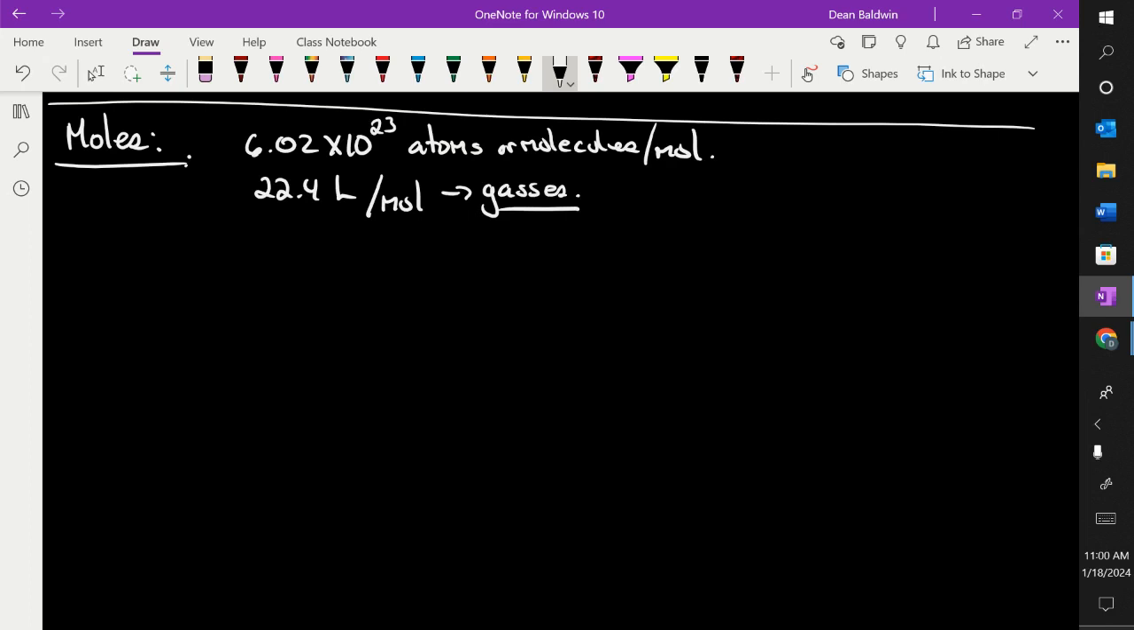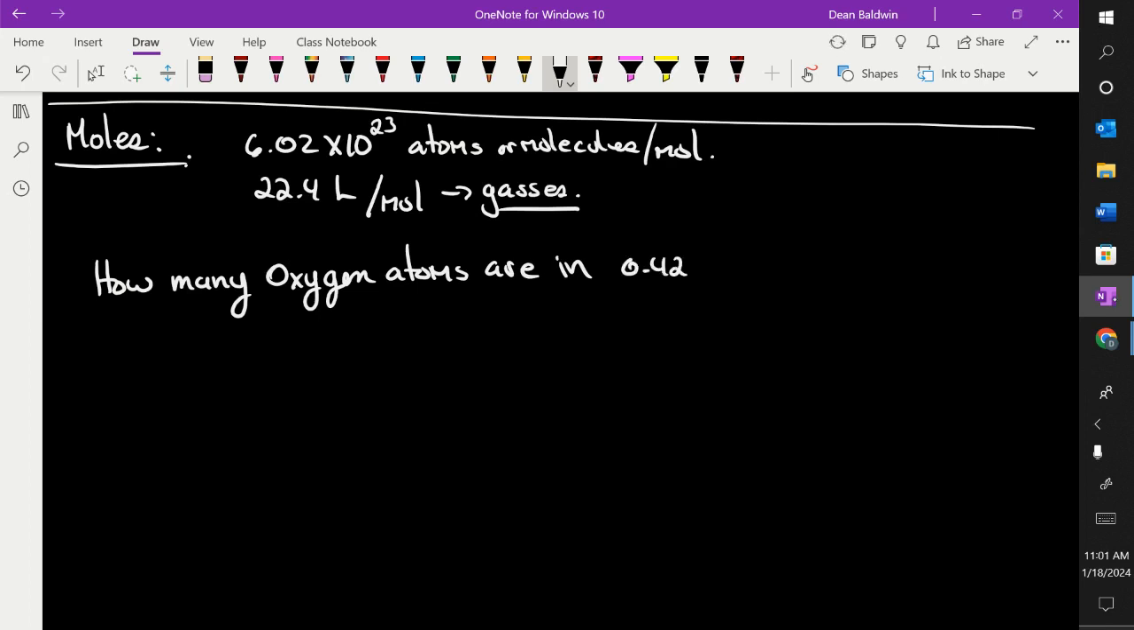Okay. So let's do some practice questions. How many oxygen atoms are in 0.426 moles of aluminum nitrate? So, what do we do?